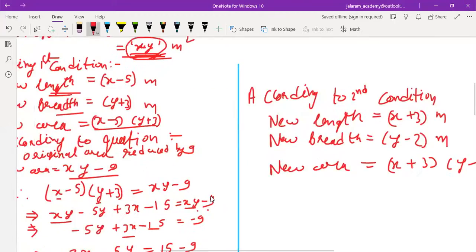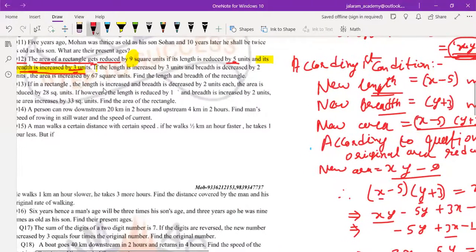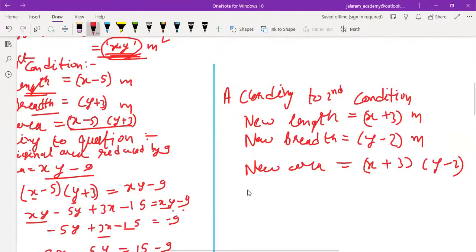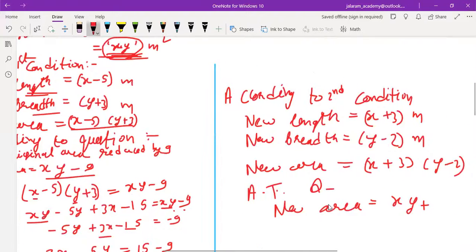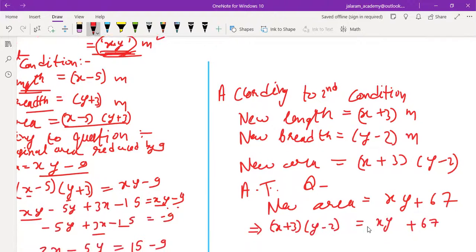So the new area, again, is length into breadth, new length into new breadth. According to the question, the new area is the original area increased by 67 square units. New area is original area plus what? Plus 67. It means x plus 3 into y minus 2 equals xy plus 67.